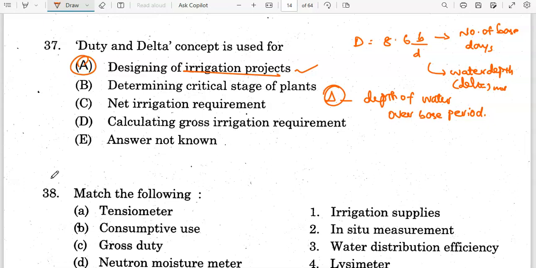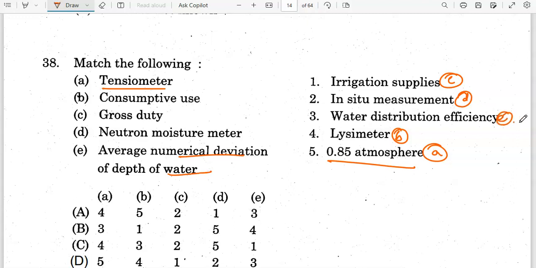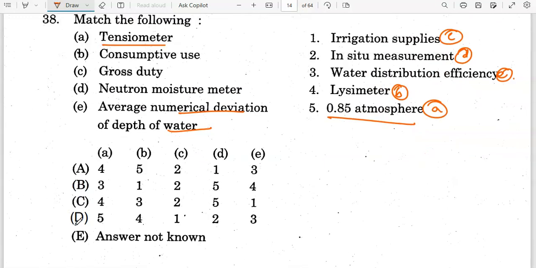Next question. Match the following. Tensiometer, it is 0.85 atmosphere. Consumptive use is used for lysimeter. Gross duty denotes the irrigation supplies. Neutron moisture meter is used to find out the in situ measurement. Average numerical deviation depth of water is water distribution efficiency. Option D is the correct answer, 5 4 1 2 3.